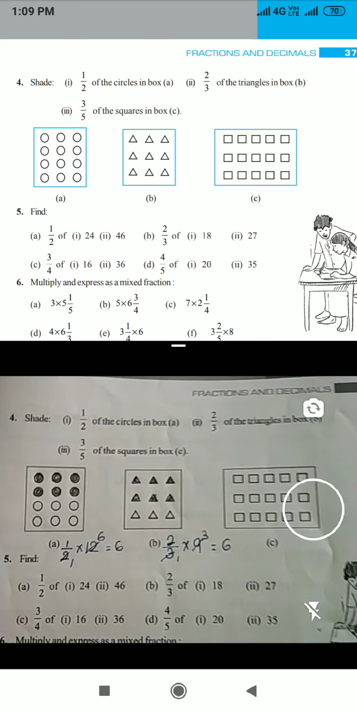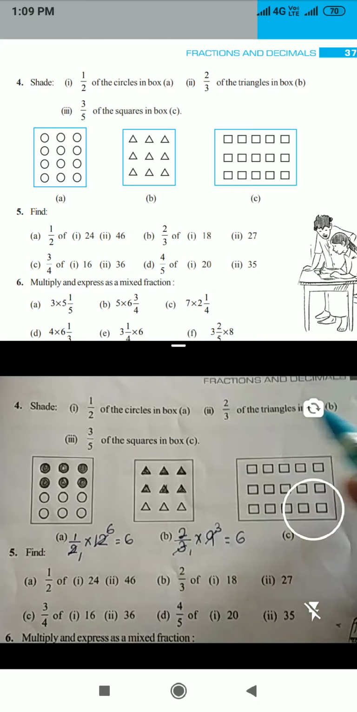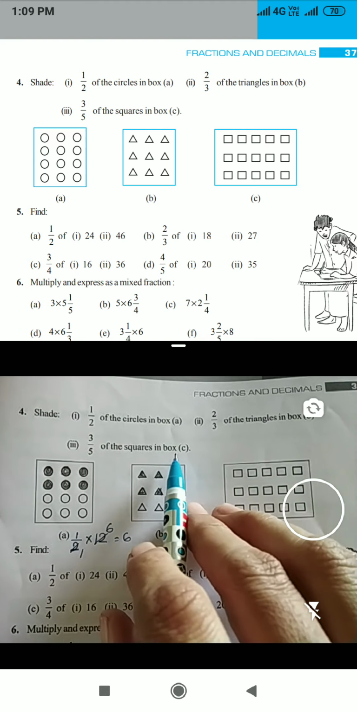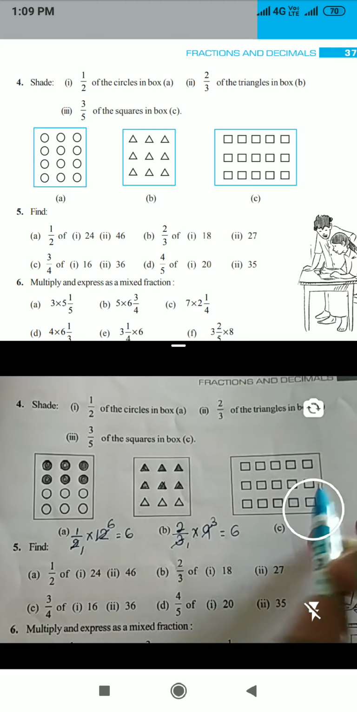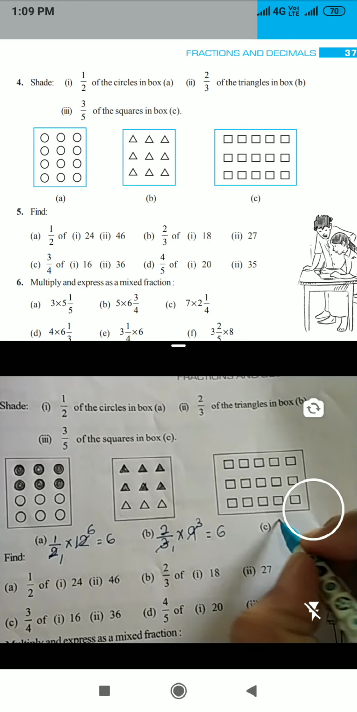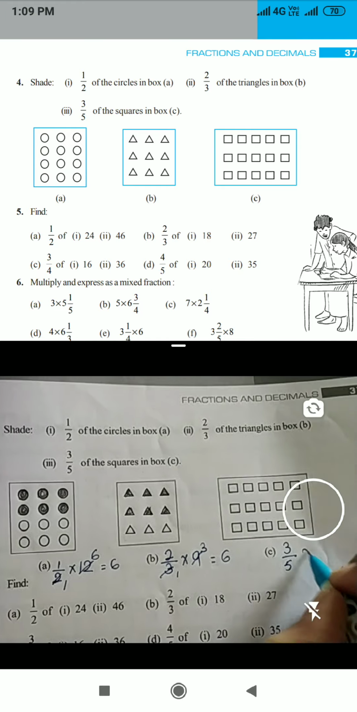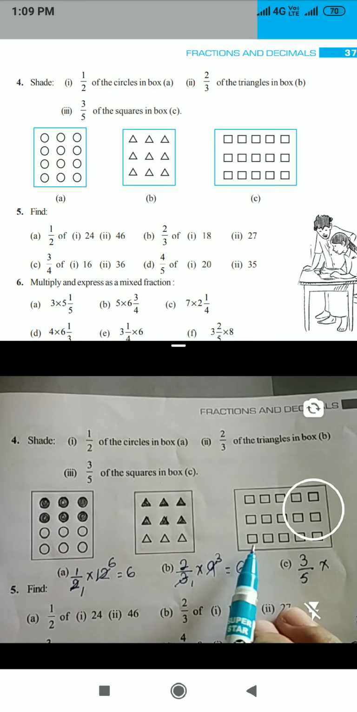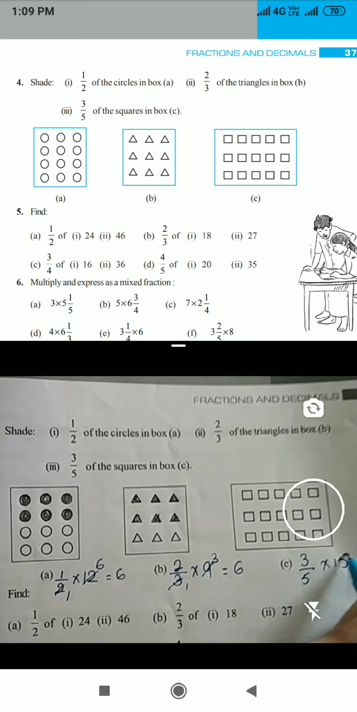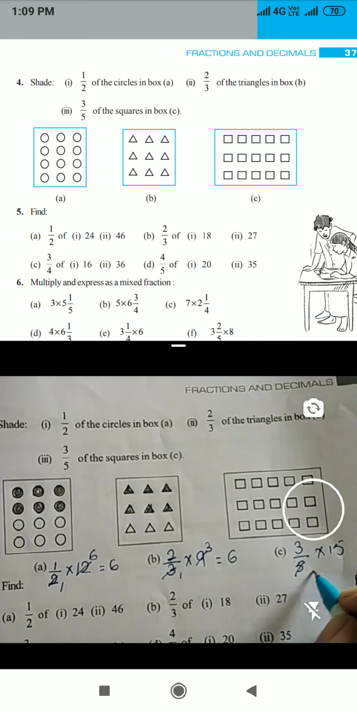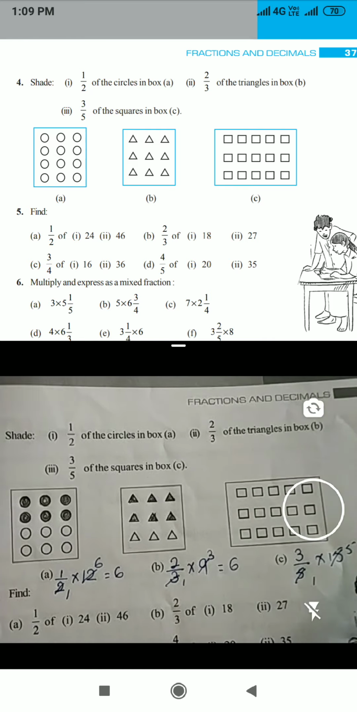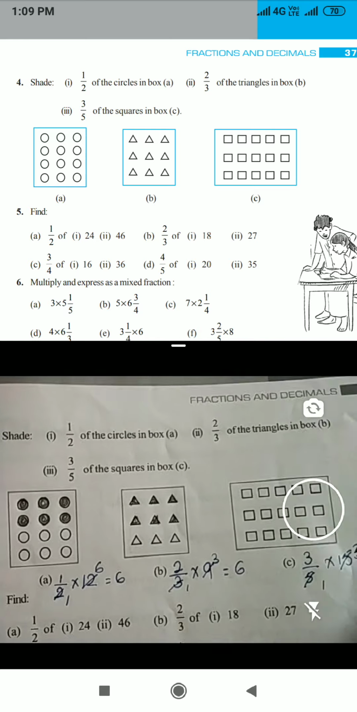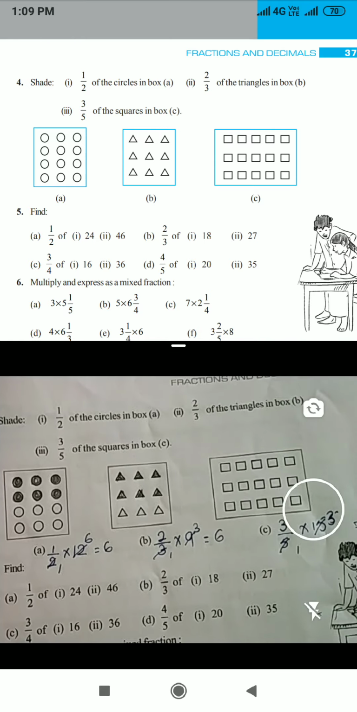Okay. Now next. 3 upon 5 of the square in the box C. Now this is our box C and he has said 3 upon 5 into, how many are there? 1, 2, 3, 4, 5, 6, 7, 8, 9, 10, and this 5, 15 we have. Sorry, 5 ones are 5, 5 threes are. So 3 threes are 9.